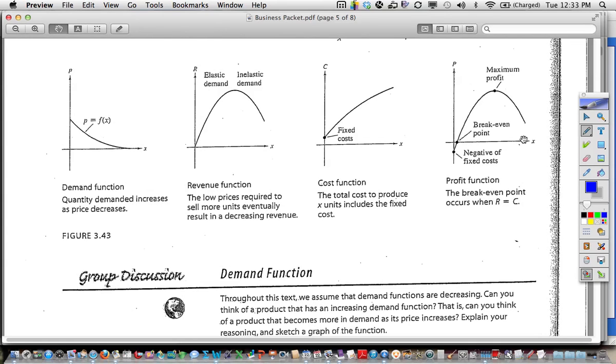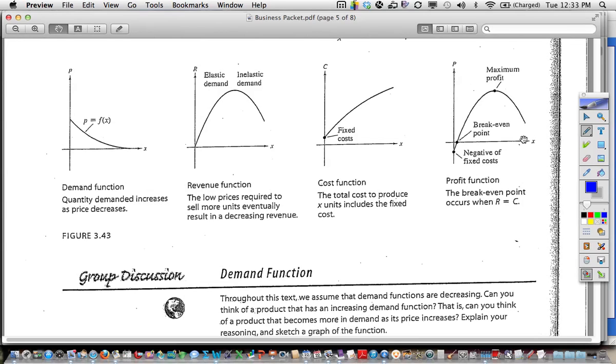Okay, if we sell this many, what's our marginal profit? Well, if it comes out positive, what's that mean? If the marginal profit's positive, what's that mean? That means your profit is increasing. It means you need to sell more, right? I mean, that's good. Your profit's positive, but that just means you're making money.